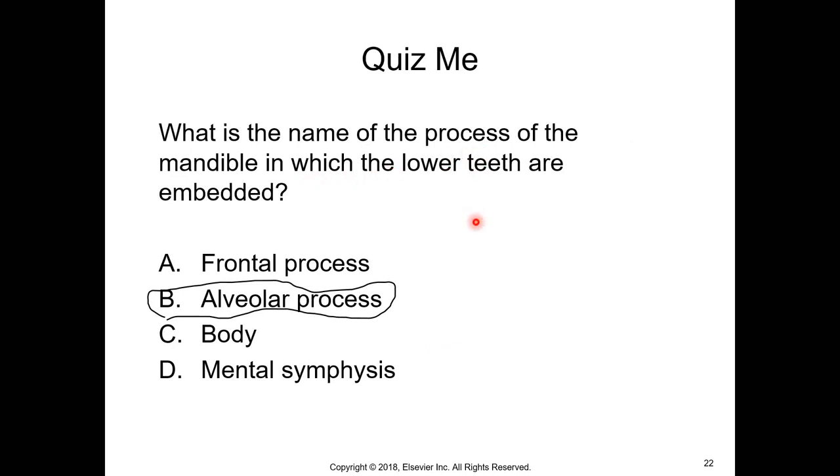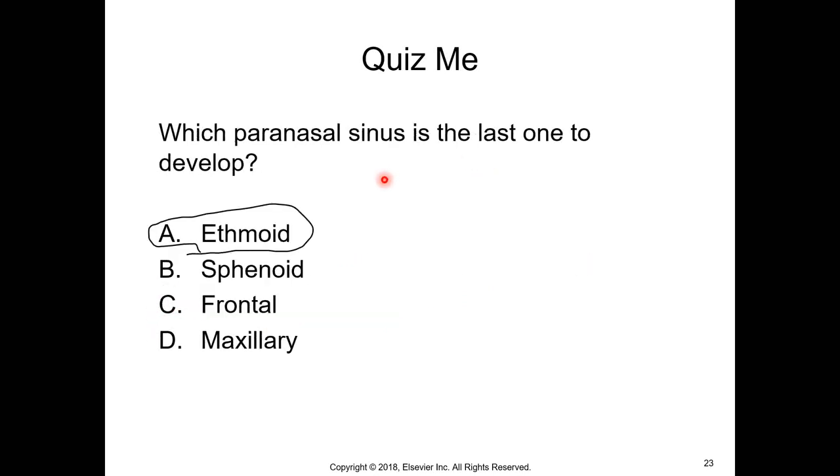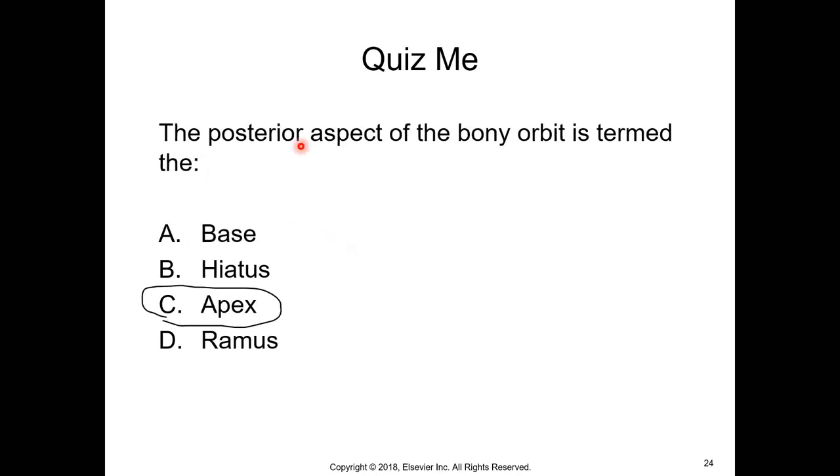What is the name of the process of the mandible in which the lower teeth are embedded? That's the alveolar process, and those are fibrous joints, remember, so they don't move. They're synorthoidal, and that's the alveolar process. Which paranasal sinus is the last one to develop? The last one is going to be the ethmoid. That usually develops later on in your teenage years. So you need to pay attention to when all of your sinuses develop. I already told you the posterior aspect of the bony orbit is going to be the apex, and the anterior aspect is the base. That's the big circular opening.